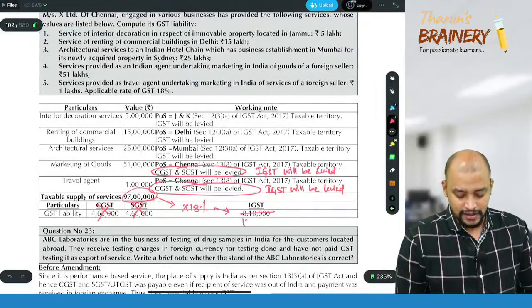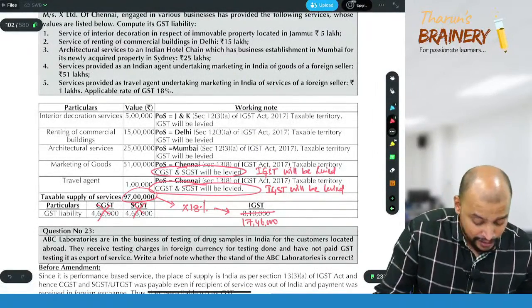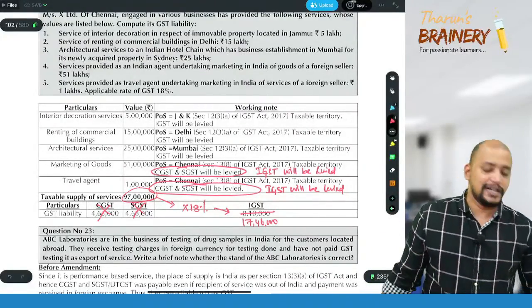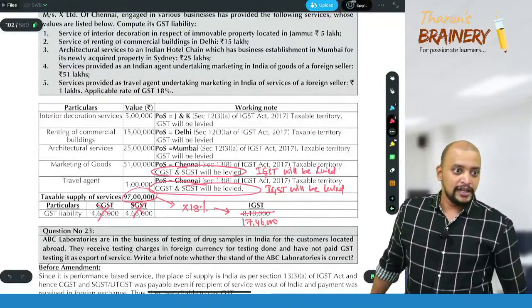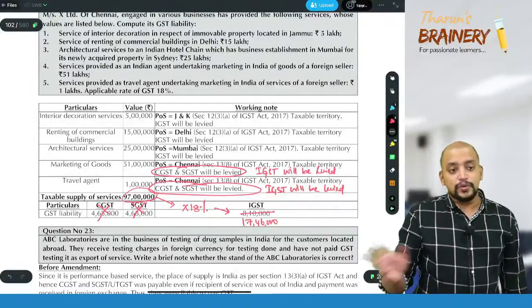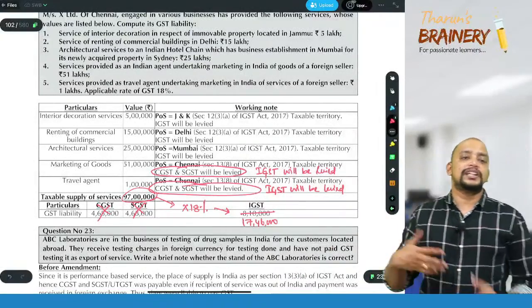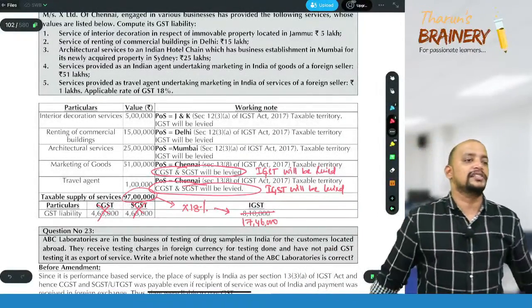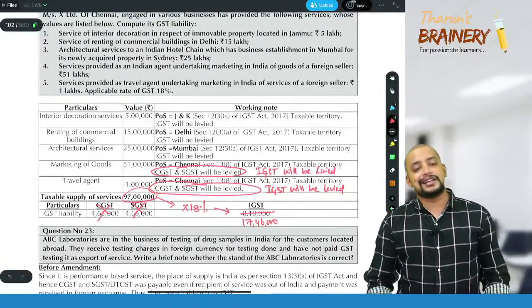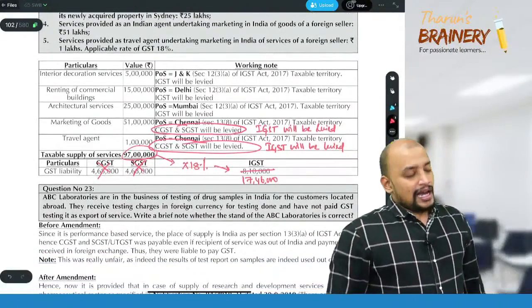Suppose if I have taken, sir, the answer which you have given in the book, then also it is correct only, don't worry. Because ICAI itself has taken two different answers in multiple questions. In a few questions they took deemed interstate supply, in a few questions they took intrastate supply, CGST, SGST. Okay.